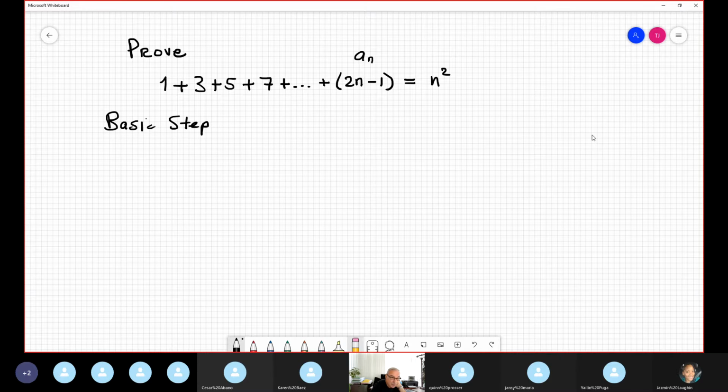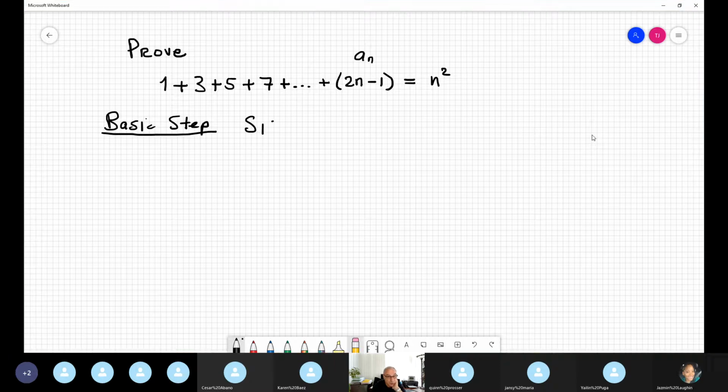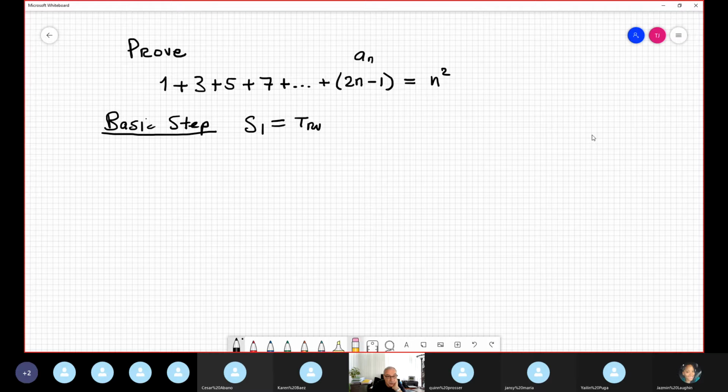Basic step. I try to prove that X1 is true. And X1 is evaluated at n equal 1. At n equal 1, in the left-hand side, we have just 1. In the right-hand side, we have 1 squared. It's 1. This is true. Okay, stop now. I go to the inductive step.